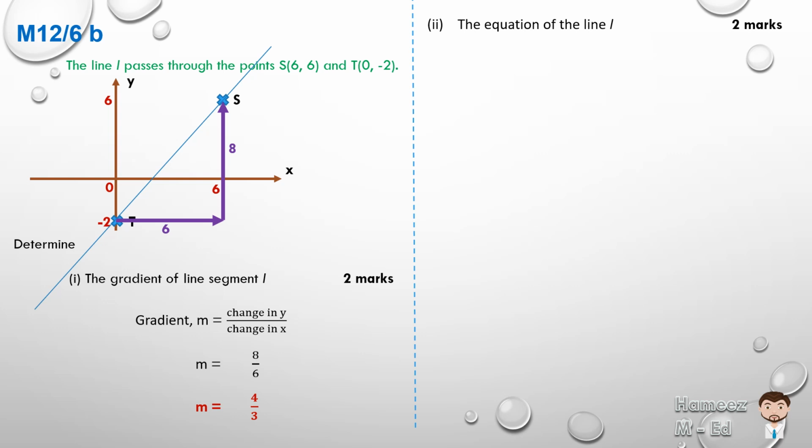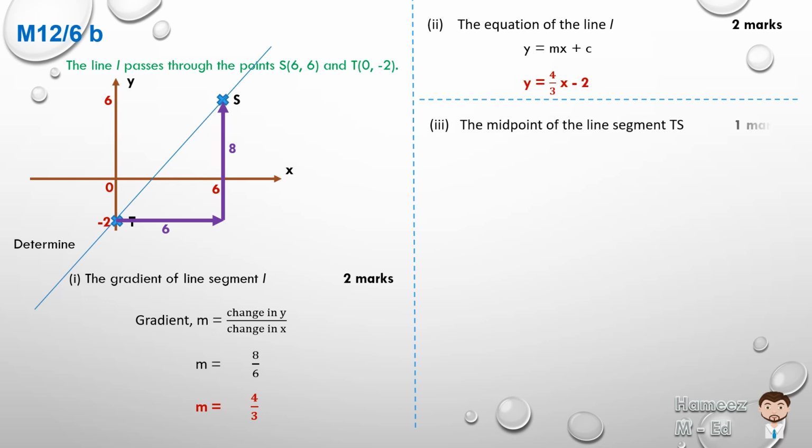Part 2, the equation of the line. So if you want to find the equation, let's write the general formula of a straight line. y is equal to mx plus c. And y is equal to 4/3 x, because we worked out the m already. And from our sketch, we saw it was cutting the y-axis at minus 2, which is actually the point T. So y is equal to 4/3 x minus 2.